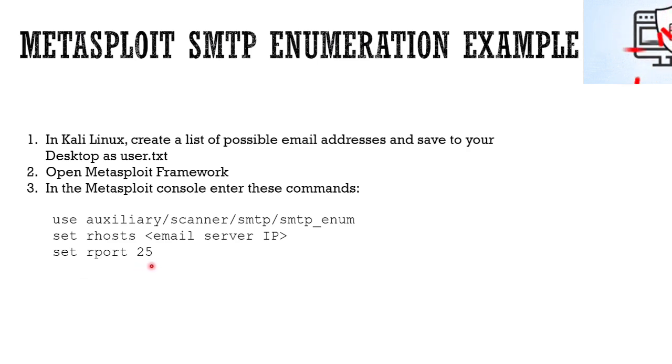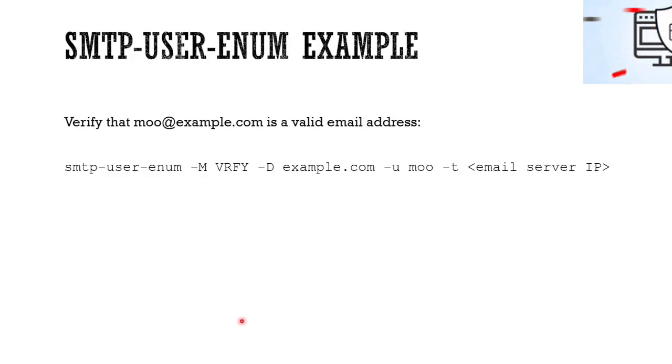Now, if you want to verify one email address, you could just say, I want to find out if moo@example.com is a valid email address, because if it is, I'm going to try to phish them. So smtp-user-enum -M VRFY.